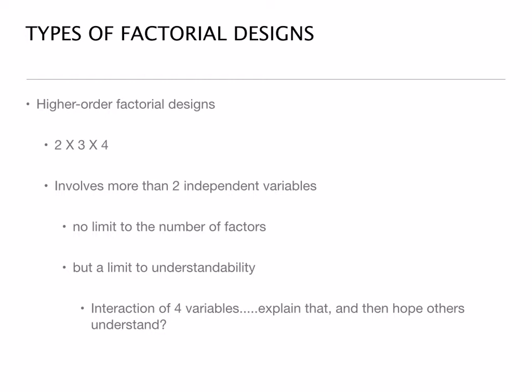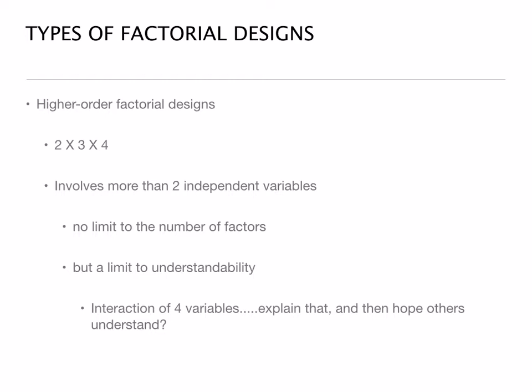There's no limit to the number of independent variables that you can have with a factorial design. You could have 6, you could have 20, you could have 428, but really the limit becomes about understandability. The more factors you have, the harder it is to understand what's really going on in your study. So an interaction with 4 variables can be very, very hard to explain. Even an interaction with 3 variables can be hard to explain.